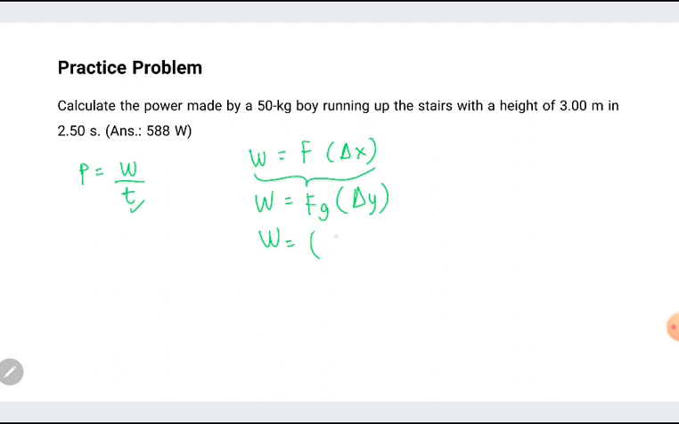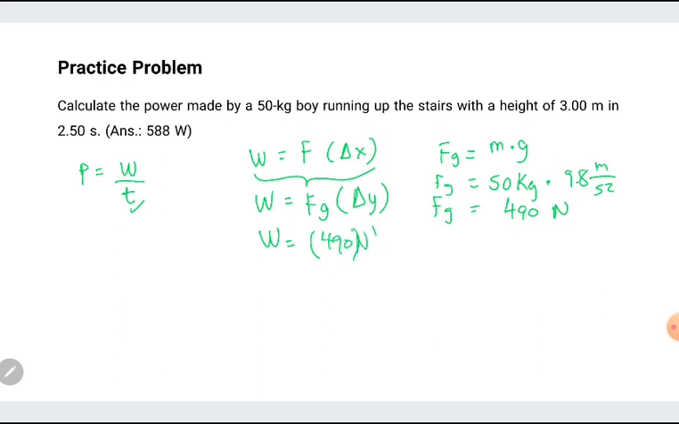How do we compute for the FG? Mass times acceleration due to gravity, 50 kilogram times 9.8 meter per second squared. What's that? 50 times 9.8 is 490. Kilogram times meter per second squared is newtons. That's my force. And I need to be displaced. The boy needs to displace himself by 3 meters.